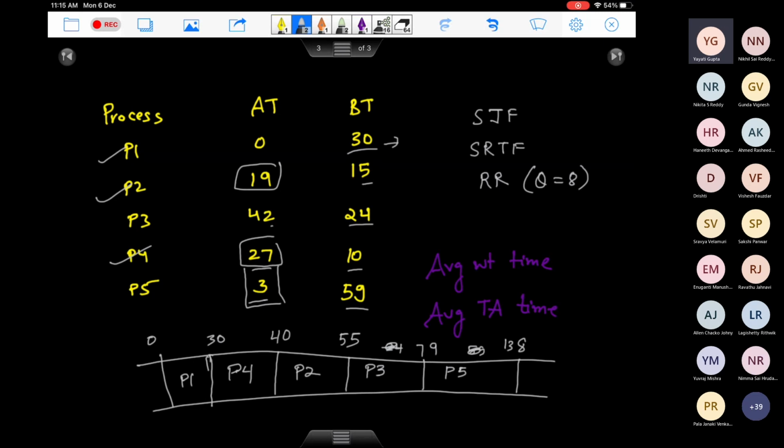Okay, Snigdha says average turnaround is 50.2, waiting is 22.6. All right, we got one upvote also. Great, right? So we computed it. So I guess that's the answer which all of you must get. Okay, did anyone solve for round robin? That's going to be slightly tricky here.